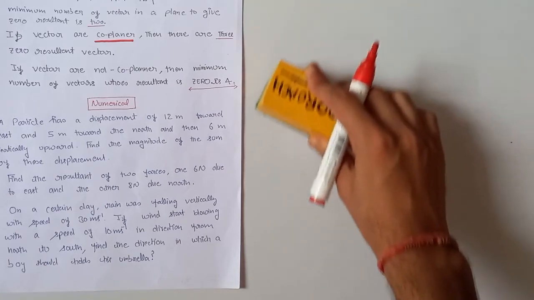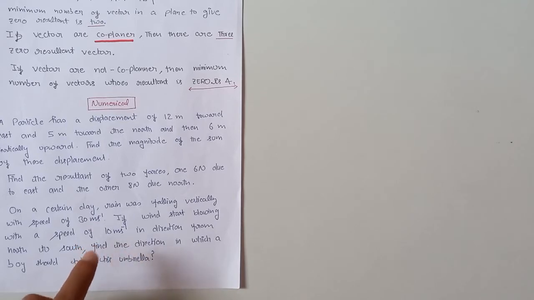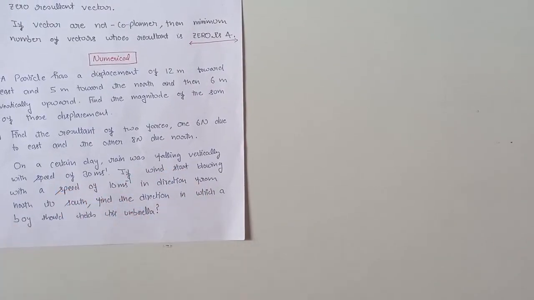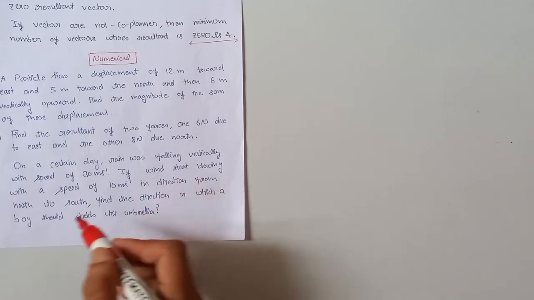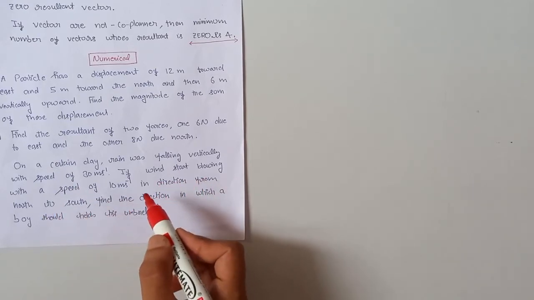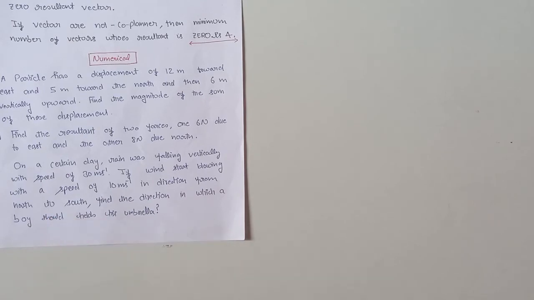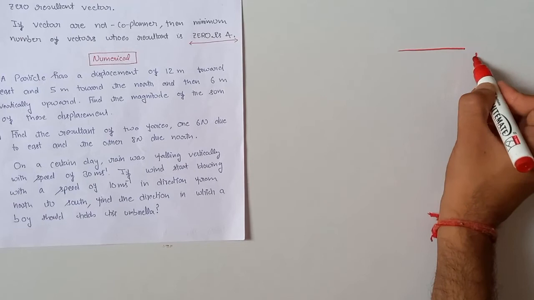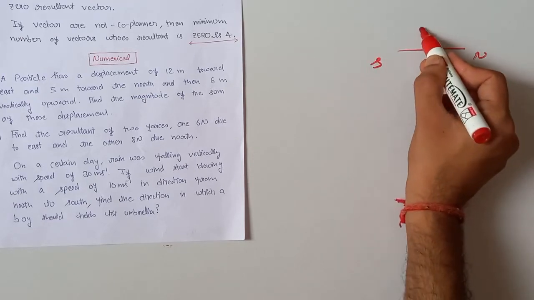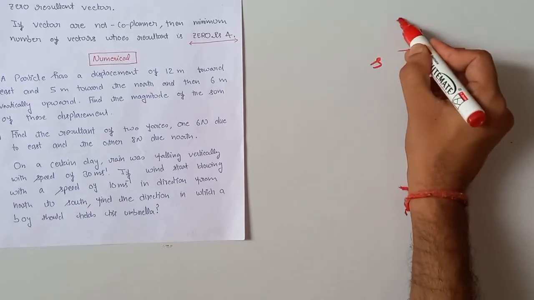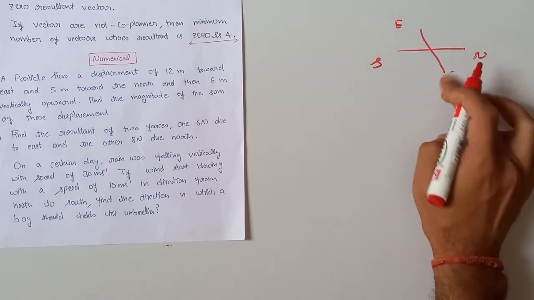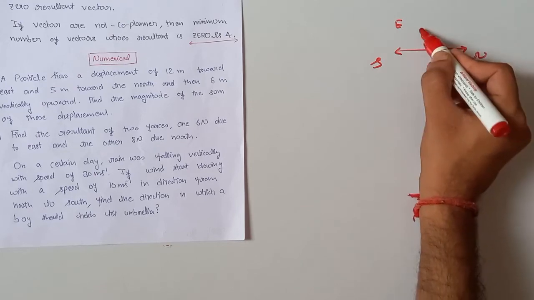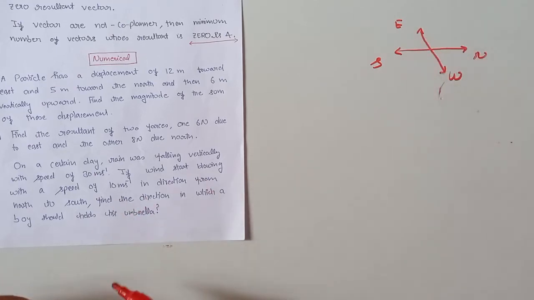Our next question is: on a certain day, rain was falling vertically with a speed of 30 meters per second. If wind starts blowing with a speed of 10 meters per second in the direction from north to south, let this be north, this be south, this be east, this be west. These are all our four sides. Now what question is asked of us?